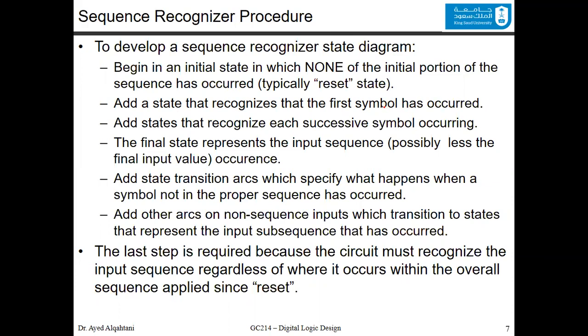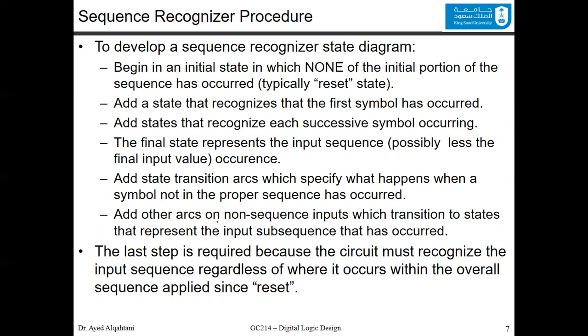The sample being the value of logic 0 or the value of logic 1. We add a state that recognizes each successive sample occurrence. The final states represent the input sequence, possibly less than the final input value occurring. And then we add the state transition arcs, which specify what happens when a sample not in the proper sequence has occurred. So we basically first go through the wanted sequence, and then we check what happens if the sequence doesn't happen. What should we do?